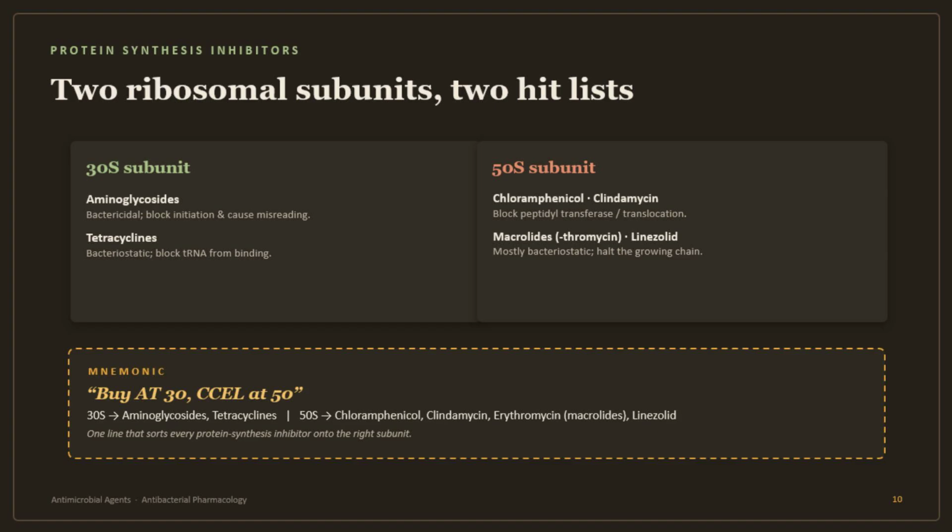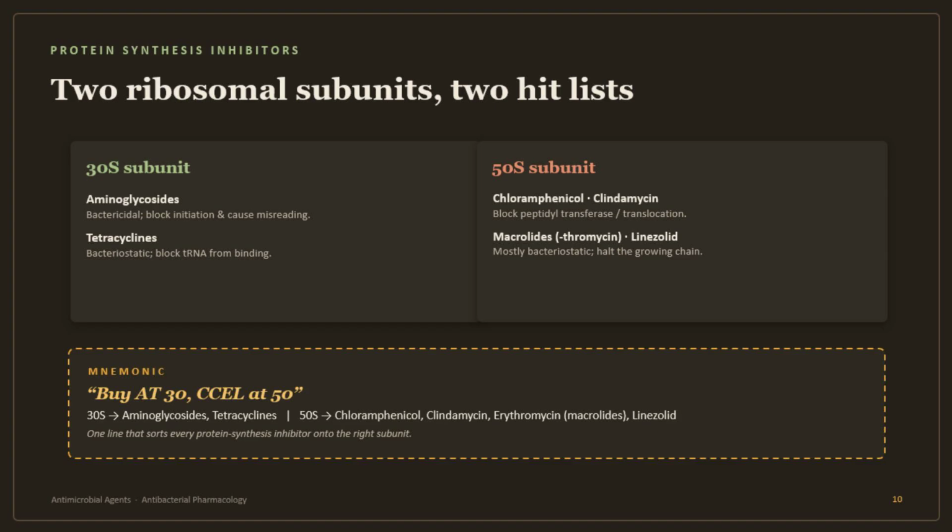And here's the mnemonic that sorts every single one of them: AT 30, CCEL at 50. The 30S drugs are aminoglycosides and tetracyclines, AT. The 50S drugs are chloramphenicol, clindamycin, erythromycin and the macrolides, and linezolid, CCEL. One line, and the whole family falls into place.